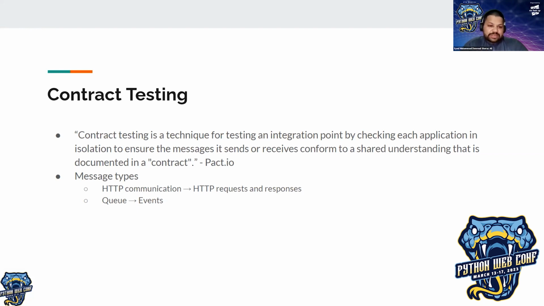What sort of message types can we expect? So in terms of HTTP, we have HTTP requests and responses. In terms of queue or event-driven architecture or practices, we'll have events or messages that are appended to the queues.